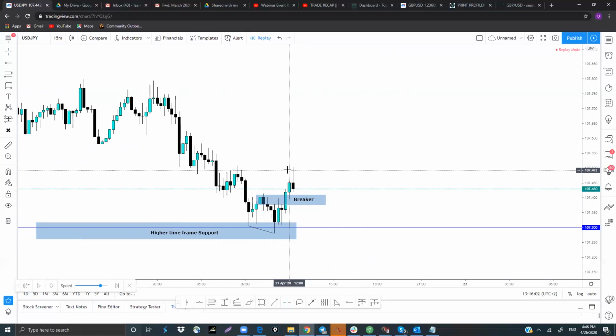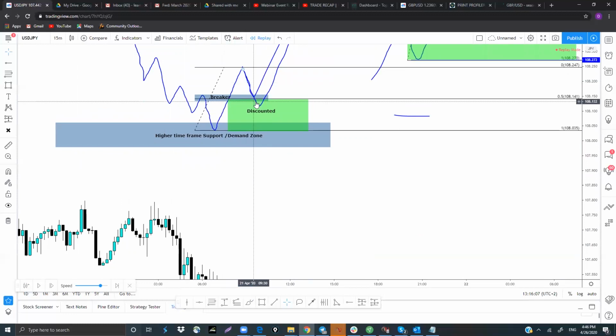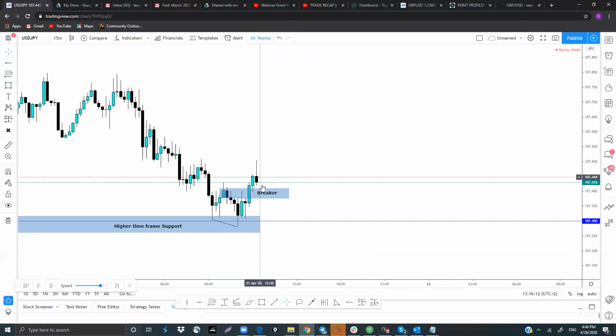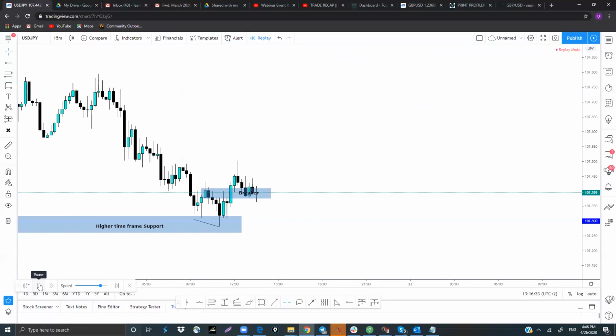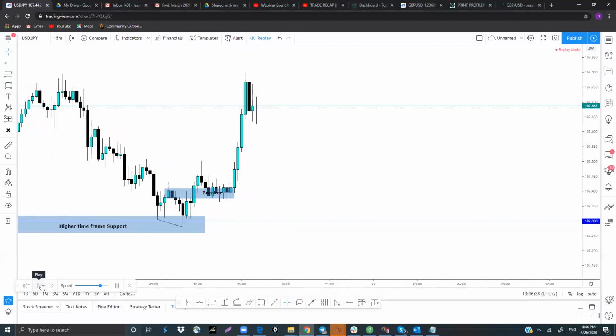So now I got the breaker, and next, the aggressive trader can wait for the breaker retest and go long. Now I'm waiting for the price to retest this. Let's see. Yes, it retested my breaker. So I can enter from here, long. I can enter here long, and see what happened after that. Boom.